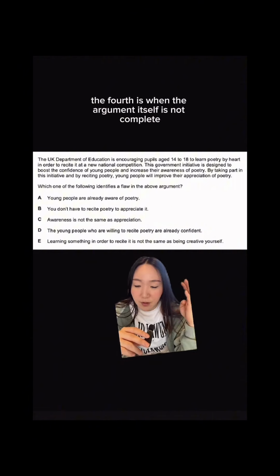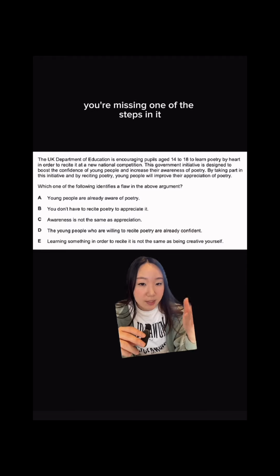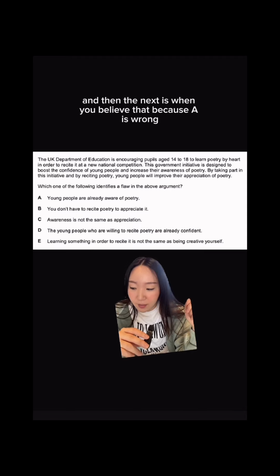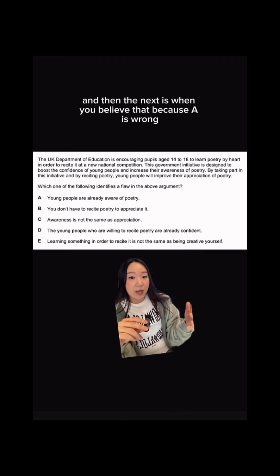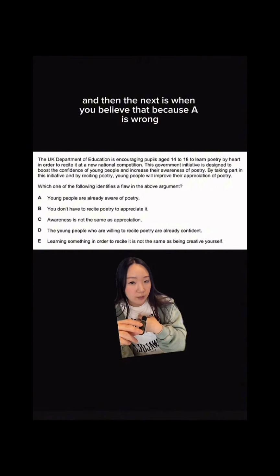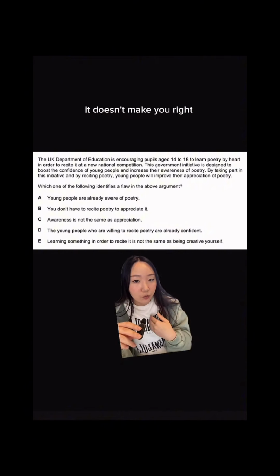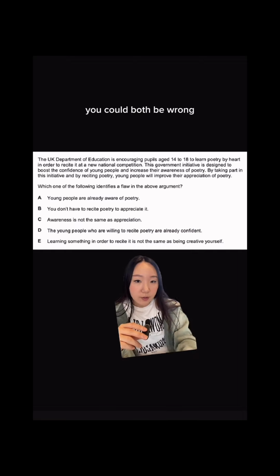The fourth is when the argument itself is not complete. You're missing one of the steps in it. So it goes straight from A to B to D and it misses out point C. And then the next is when you believe that because A is wrong, B is right. So just because somebody else's idea is wrong, it doesn't make you right. You could both be wrong.